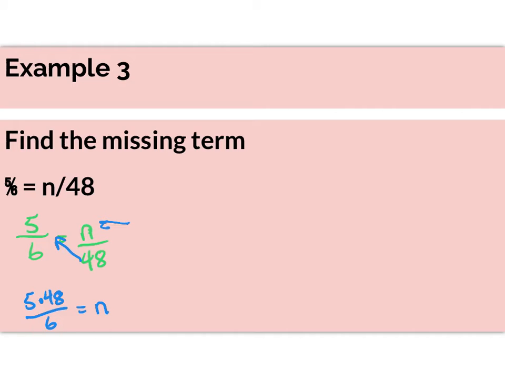We talked about factoring out. 6 goes into 48 8 times. 5 times 8 gives you 40. So n equals 40, just like on the previous page. If you don't like the way I did it on this page, do it the long way from example 3 and get more familiar with that, and that should help you out.